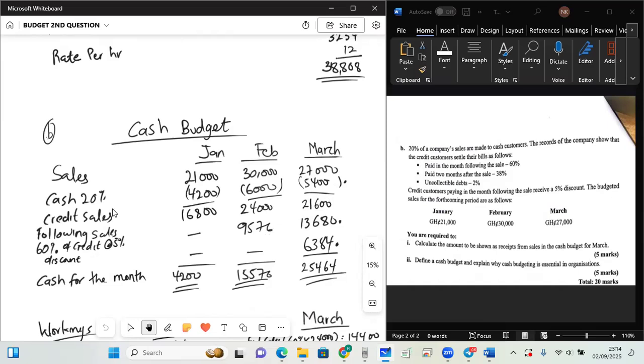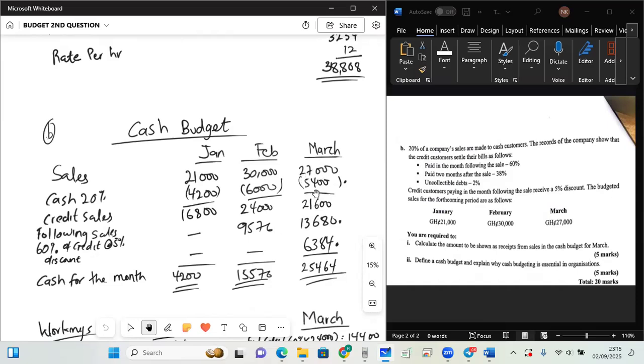Now, we were told that 20% of the firm's sales is actually on cash straight up. So if we want to know the credit sales available for the next month, we have to take that 20% out. So that's what I did there. So cash is 20%. So I take 20% times 21,000, 20% times 30,000, 20% times 27,000.